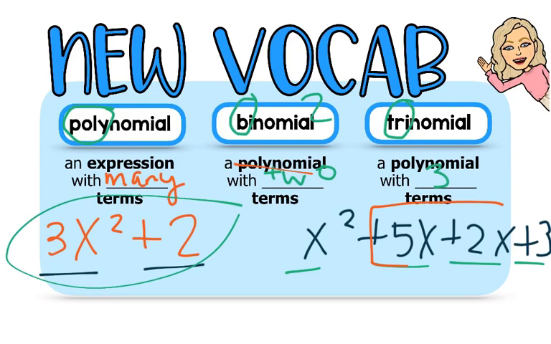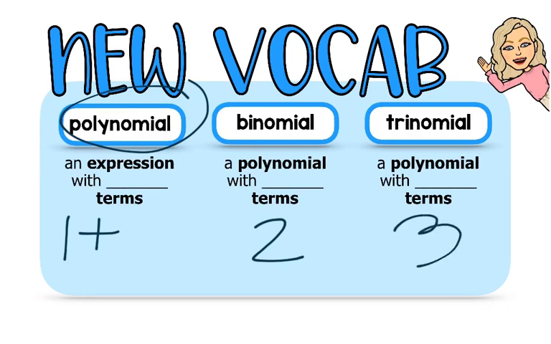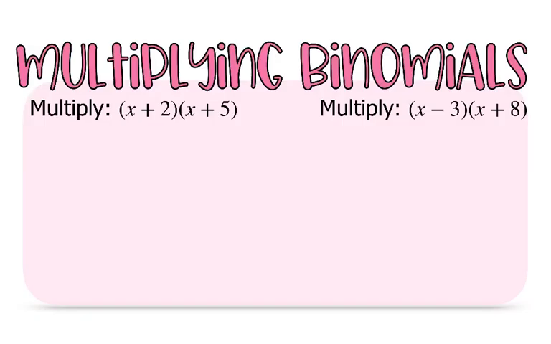Well, the reason is that these 2 right here can be combined. They are like terms. 5x and 2x, you can just add those together and say 7x. And so when it is in simplified form, there are only 3 terms. None of the other ones can be combined. So what you need to get from this page is that polynomial is the general term for any expression that has 1 or more terms. Binomial is when there's exactly 2, and trinomial is when there's exactly 3. Alright, so let's move on to actually multiplying these together.